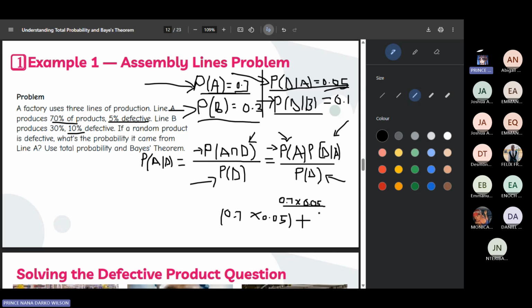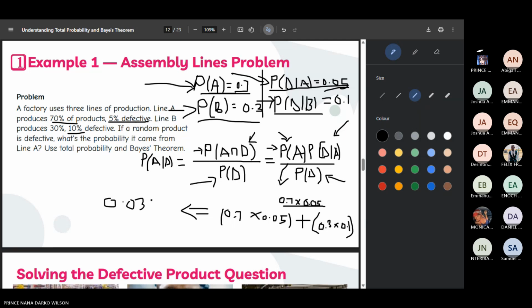That is going to be 0.3 times 0.1, like this. So this is what this formula has been rewritten as. You've plugged the values into it. So you plug these values into your calculator, 0.7 times 0.05. What that gives you is 0.035. So the denominator gives us 0.035.